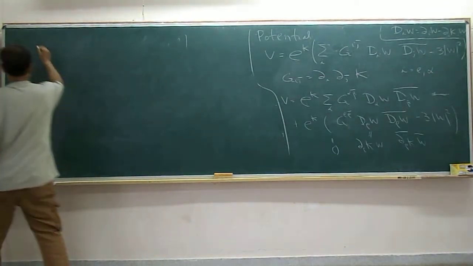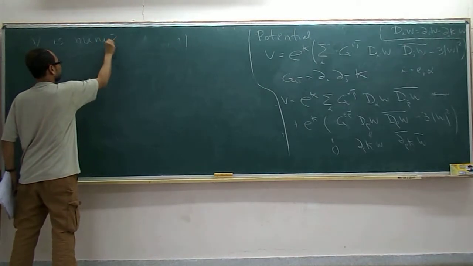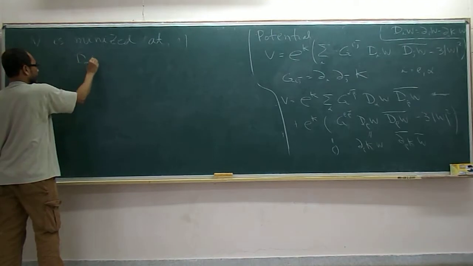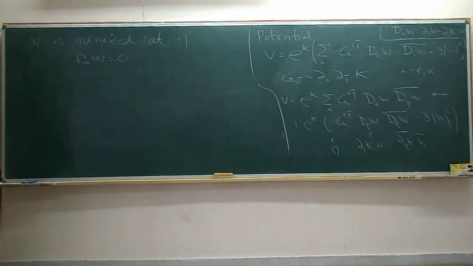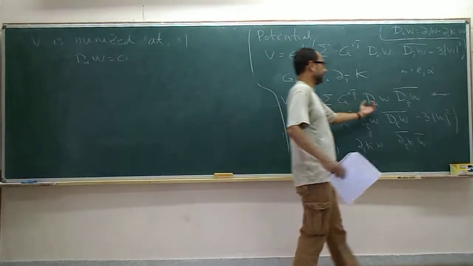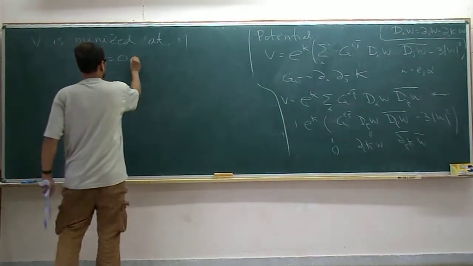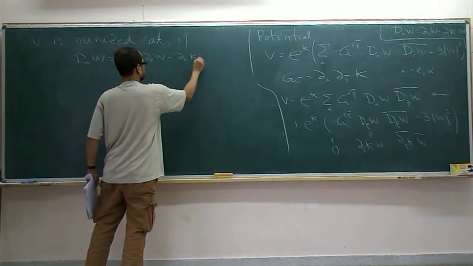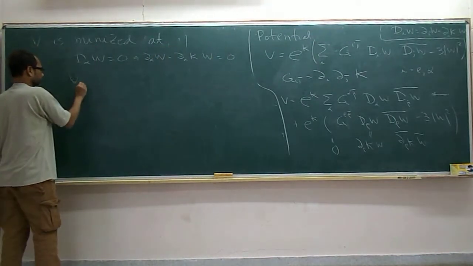So V is minimized at d alpha w equal to 0, because it says this, which means del alpha W minus del alpha K and W is equal to 0, and V at minimum is 0.